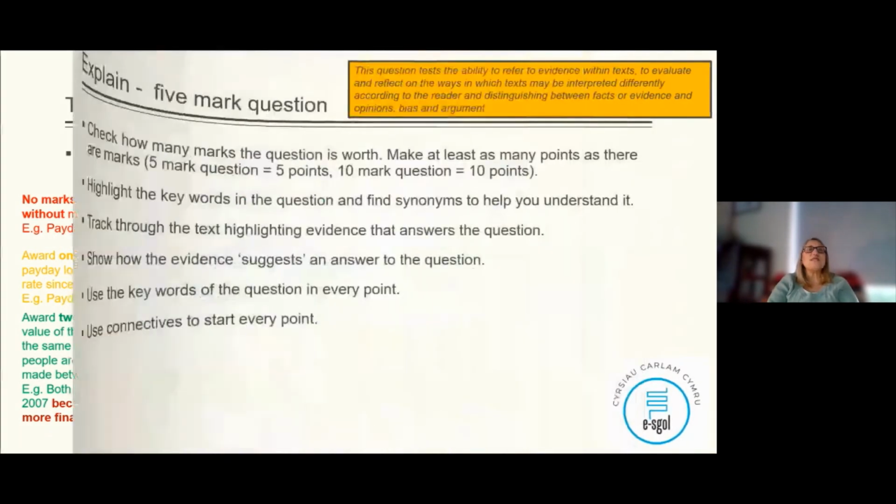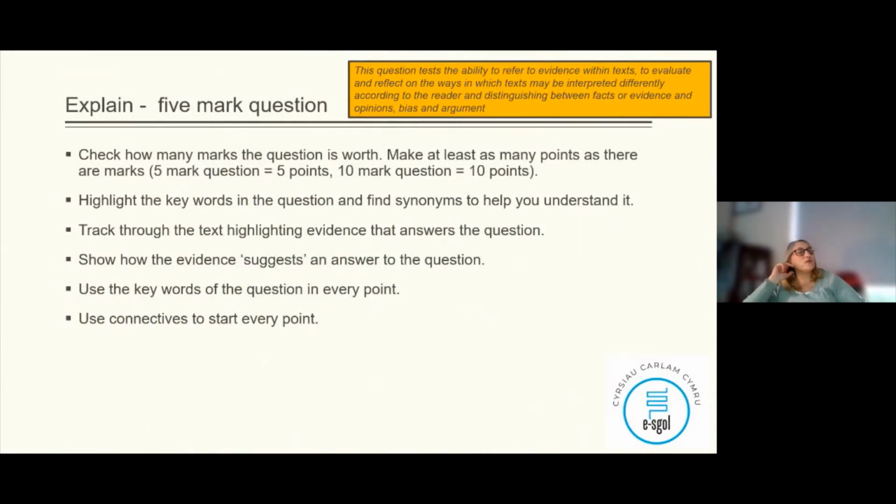So the next one is a 5 mark explain question. You will get quite a few 5 mark questions checkered throughout the papers. So you might have an explain question. You could have a 5 mark how question.